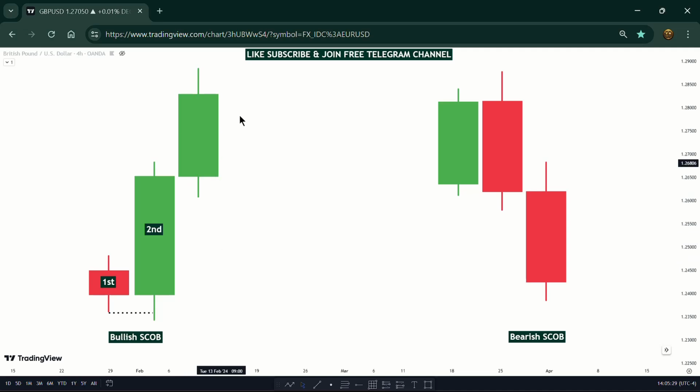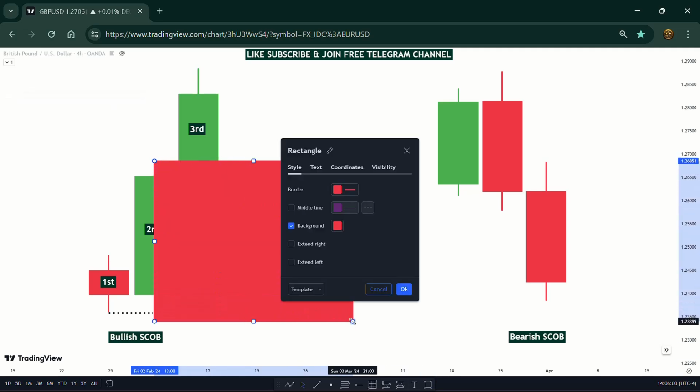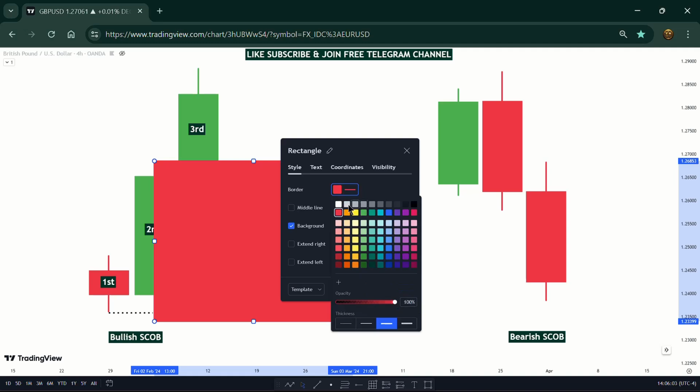Okay, so this candle that confirms this candle as a single candle order block is the third candle that I'm talking about. So you can just mark that. This can be called the confirmation candle, because it's the one that confirms this candle as a single candle order block. I'm talking about this candle right here, guys. This is the candle I'm talking about.